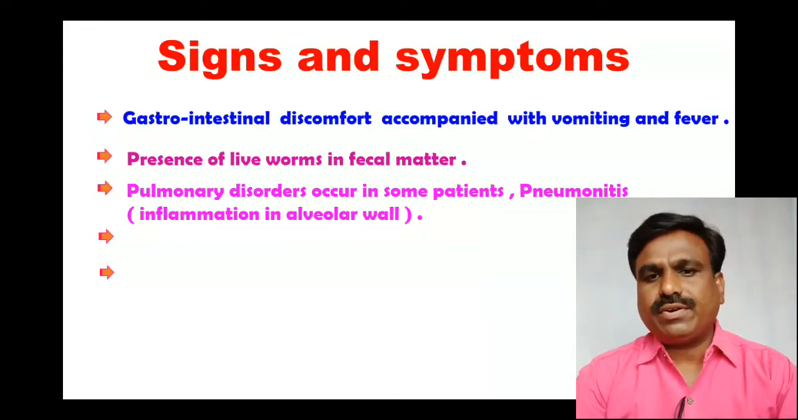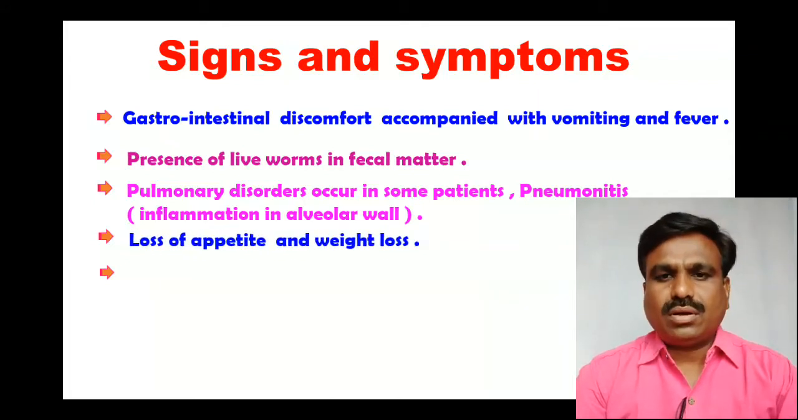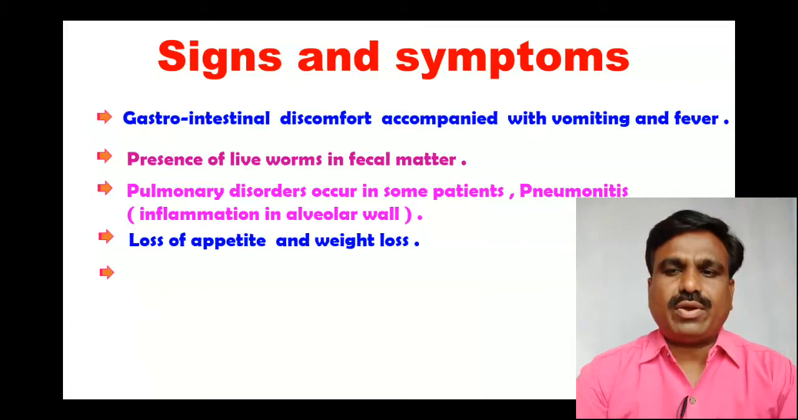Patients who suffer from Ascariasis show pulmonary disorders in some cases: pneumonitis, which is inflammation in the alveolar walls. The alveolar wall is present in the alveolar sacs, and the alveolar sacs are present in the lungs. So pulmonary means a lung-related disorder, caused in some patients suffering from Ascariasis, which shows pneumonitis, or inflammation in alveolar walls.